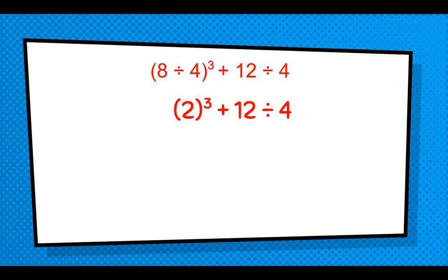2 to the third is just 2 times 2 times 2, so that gives me 8. And again, everything was left the same. So then we're jumping to multiplication and division. We have a 12 divided by 4, so that gives me 3. And then we just add 8 plus 3 to get 11.